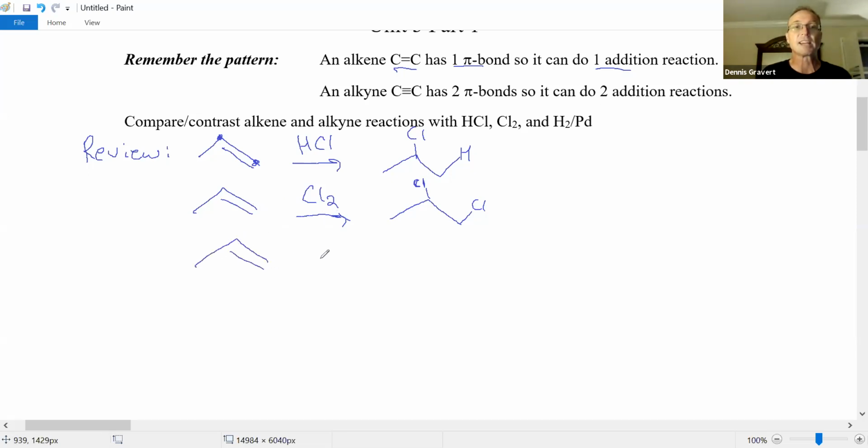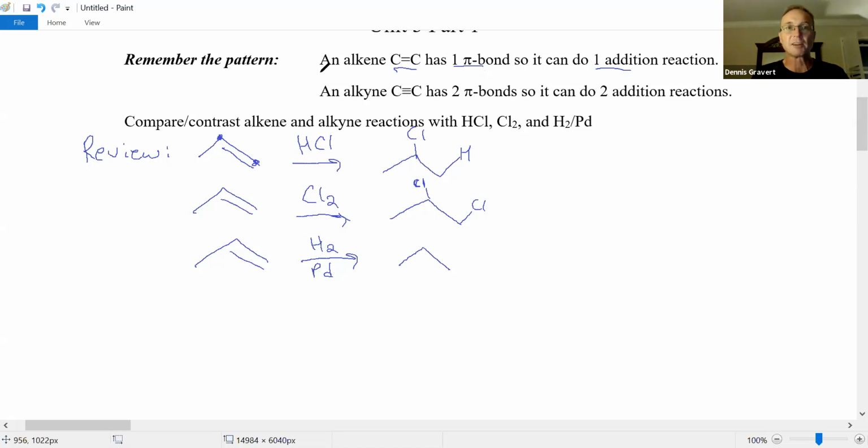Last reaction is hydrogenation. So take hydrogen and your favorite catalyst, palladium or palladium on carbon, platinum, even nickel will work. Not very well, but it's cheap. And you get an alkane. Cool. Okay, so knowing those can help us do the triple bond reactions.